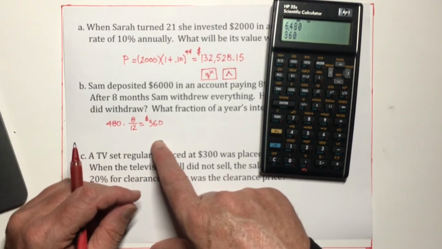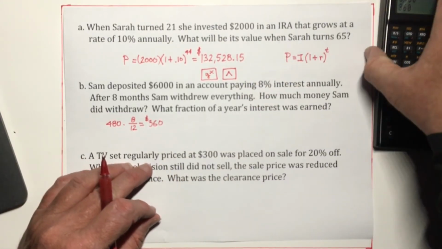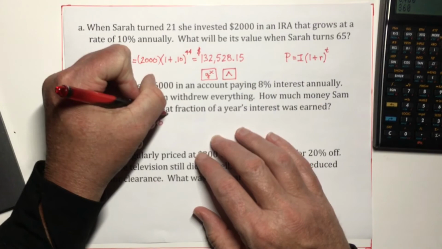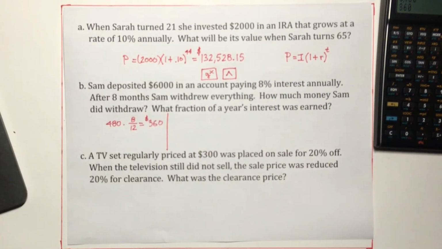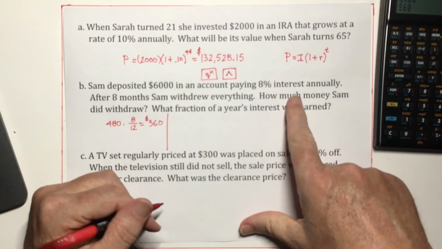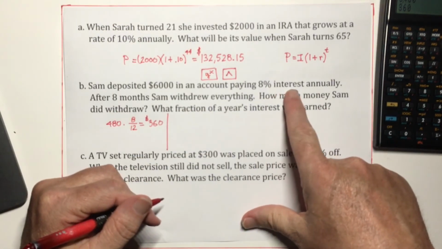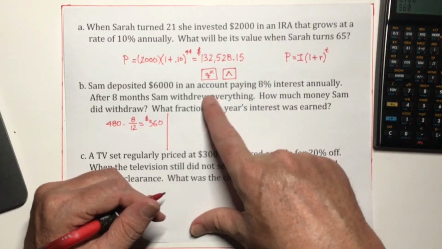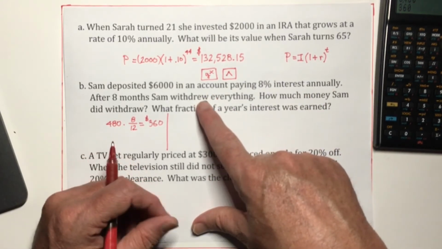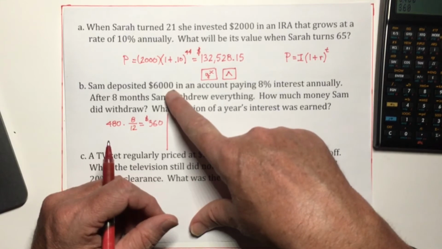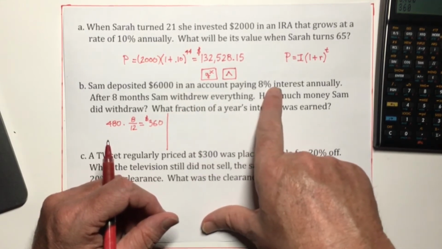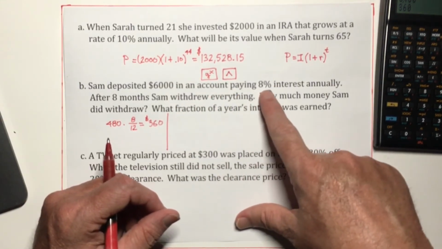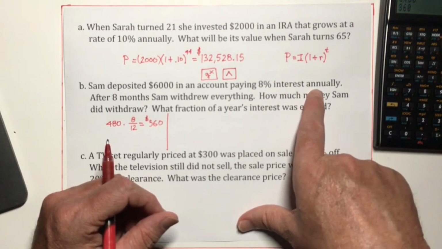But there's a couple of problems here, a couple of issues, I should say. One is that if Sam invests this in an account that pays 8% interest annually, then if he withdraws it before the end of the year, he's not going to see one extra dime. He's just going to get his $6,000 back. He's not going to get any interest if the account is actually paying 8% interest annually.